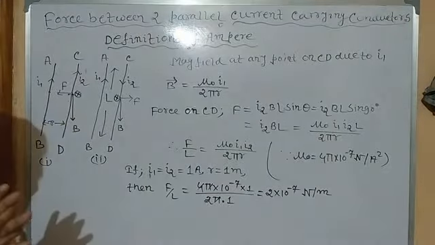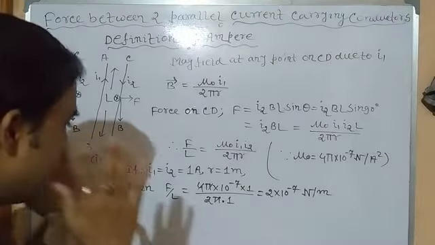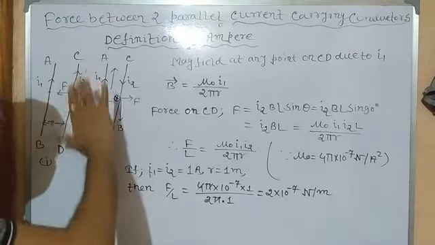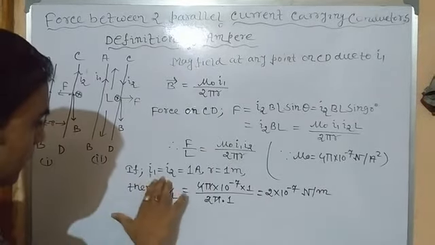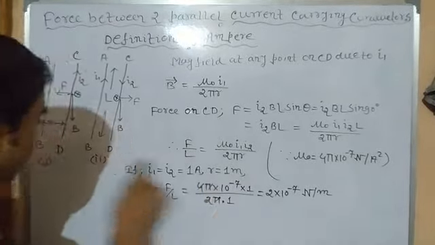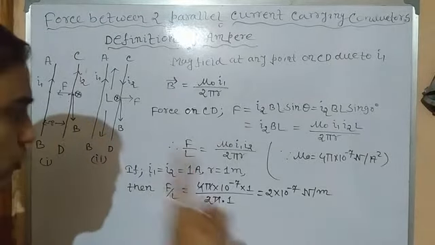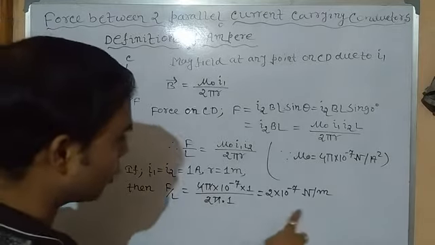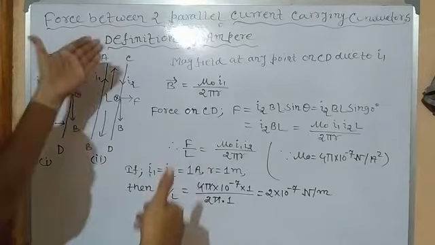Now if we want to establish the definition of ampere, we will have to assume something. Suppose I1 and I2 are equal to 1 ampere, because we are going to get the definition of ampere. If r is equal to 1 meter, it means the distance between the two parallel conductors is 1 meter. Then putting the value of mu 0, we get F by L equal to 2 into 10 to the power minus 7 Newton per meter. From this, conversely, we can define ampere.